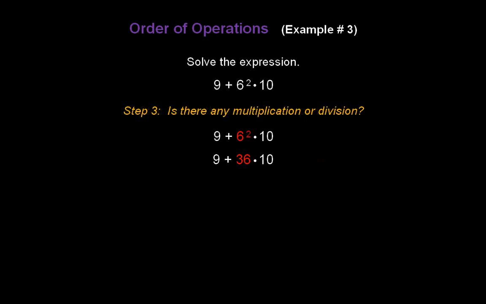Move on to step 3. Is there any multiplication or division to be done? Yes, there is. We have 36 times 10 that we need to solve next. 36 times 10 is 360, so we rewrite the expression as 9 plus 360. Is there any more multiplication or division? No, there isn't. Move on to the last step.